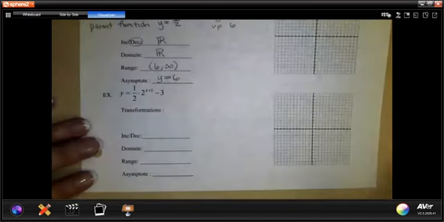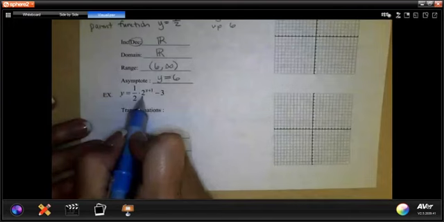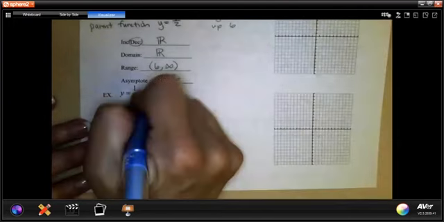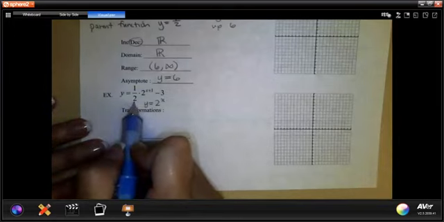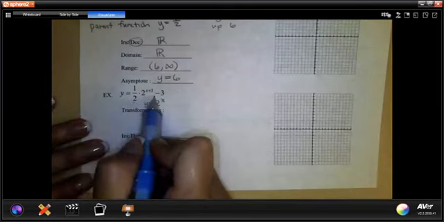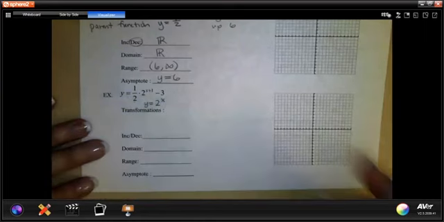On this second example, as I look through this, what's being raised to the power is this 2. So our parent function is y equals 2 to the x power. That's the graph we're going to start with. There are 3 transformations here. We've got a 1/2 in the place of a, we've got a plus 1 in the place of c, and then we've got this minus 3 at the end here.